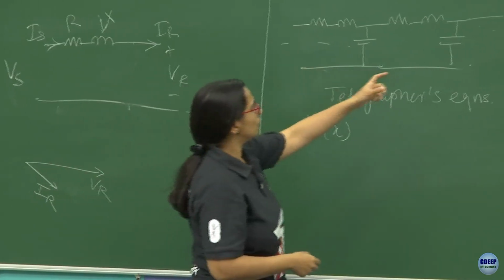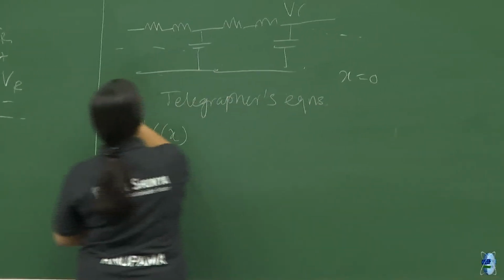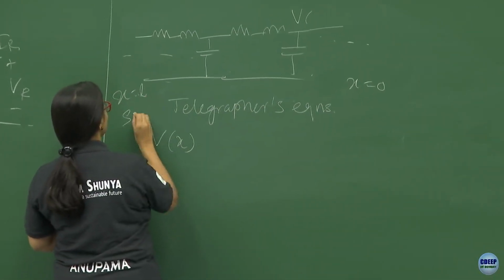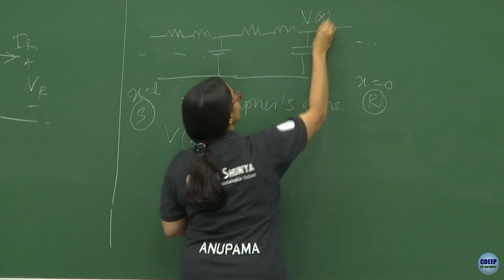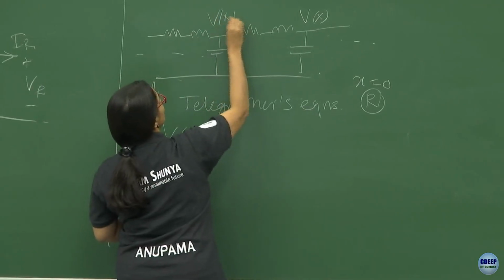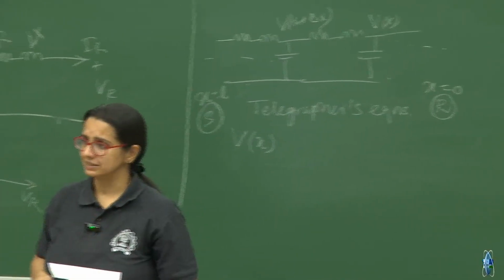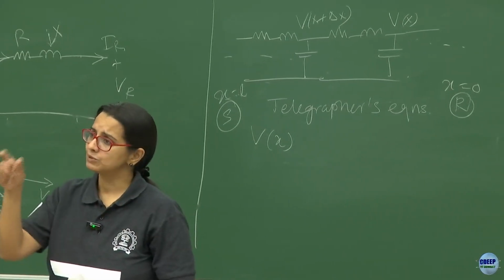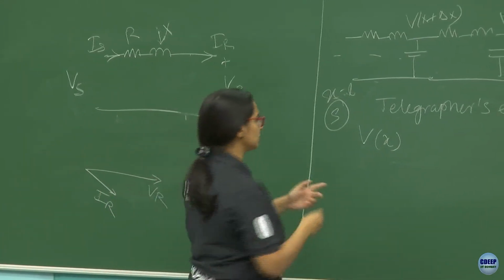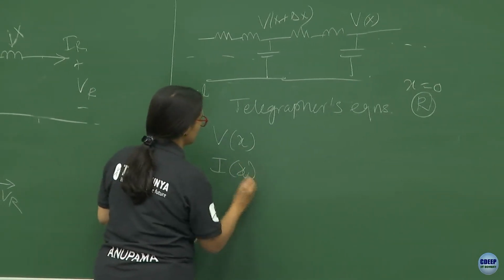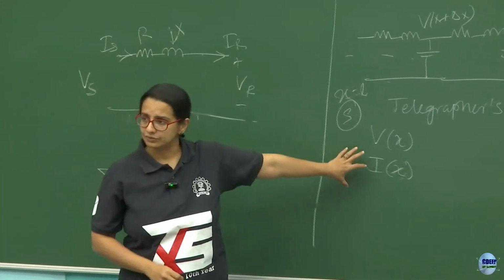Based on this, you'll get a set of differential equations. If I start at x equal to 0 at the receiving end and x equal to L at the sending end, you could have V of x here, and then V of x plus delta x. You could do a circuit analysis of this and come up with a set of equations that describe V of x and I of x. You'll get equations for both of these. If you're interested, I could share the slides.